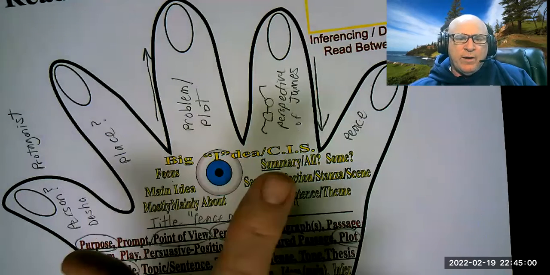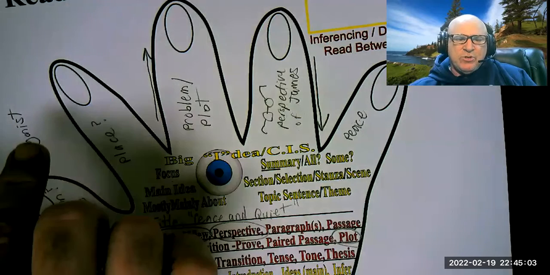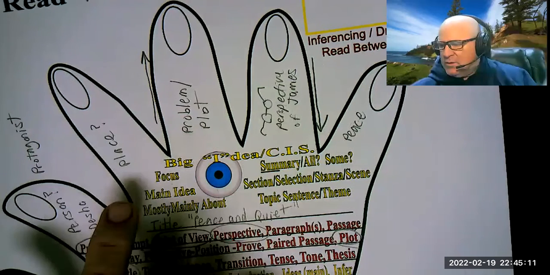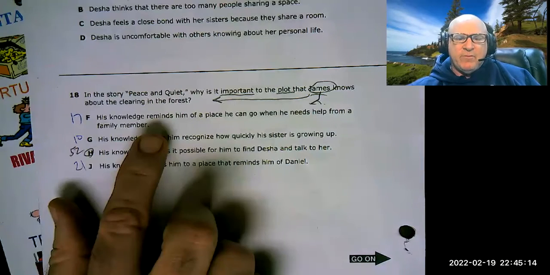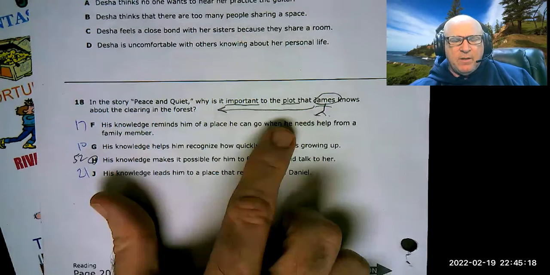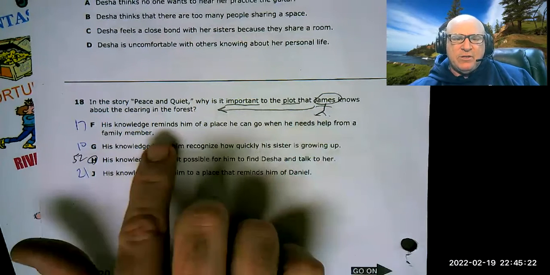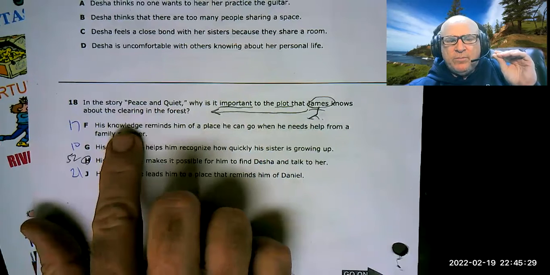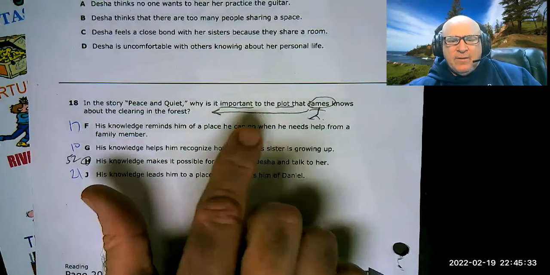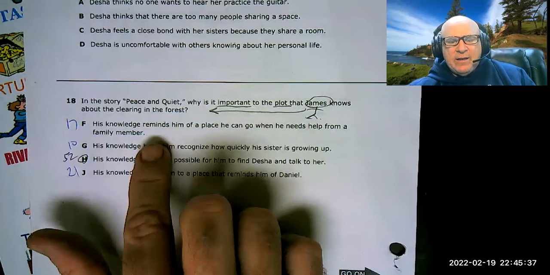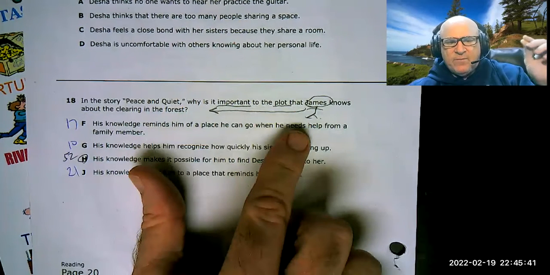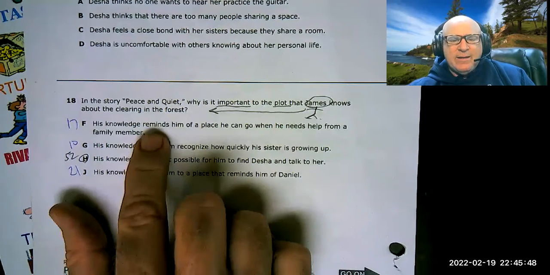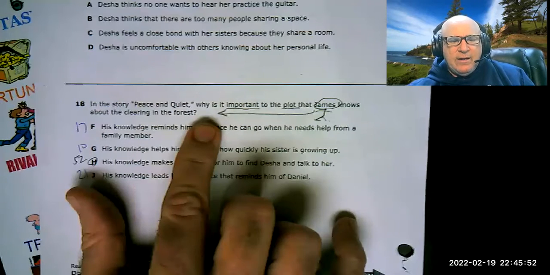So the question asks, why is it so important for James to find that same path that Desha did to get into this forest? So letter F says his knowledge reminds him of a place he can go when he needs help from a family member. A family member does not mention Desha, and so since that has nothing to do with our protagonist, it wouldn't be important to the plot if you're just talking about a family member. The problem is he's not needing help, he's giving help to a specific family member. And so I would eliminate that because that's the opposite of the plot. He's giving help, not needing help.